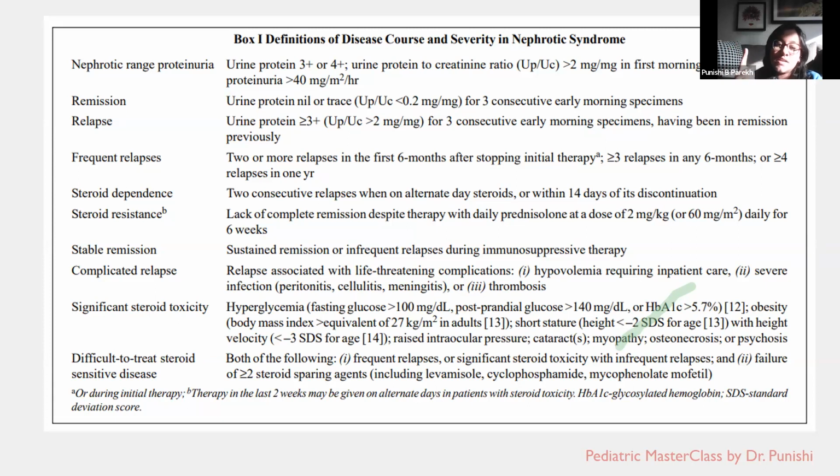So frequently relapsing, steroid dependent, steroid resistant are very important definitions and concepts that you need to understand, because you will have to classify your patient as either this, or this. And why is it important to classify them? Because the treatment of each one is different.